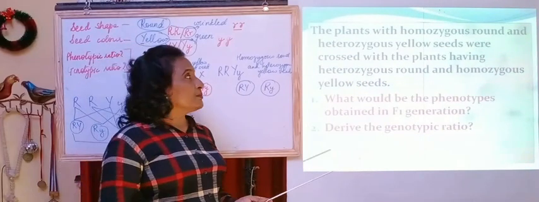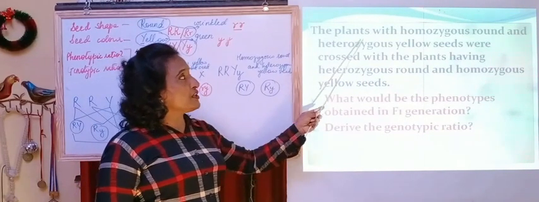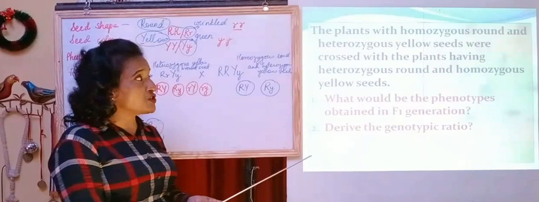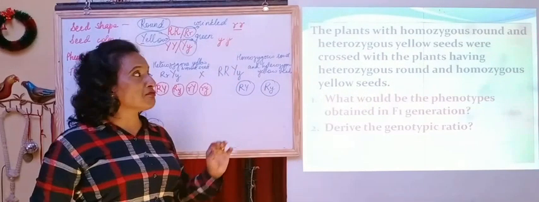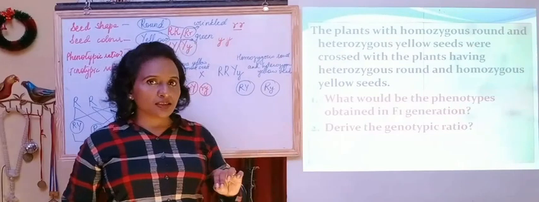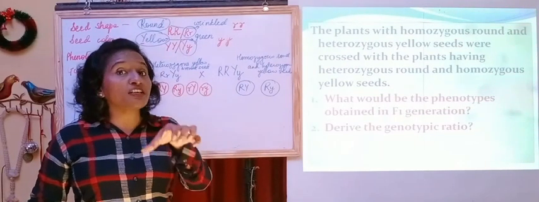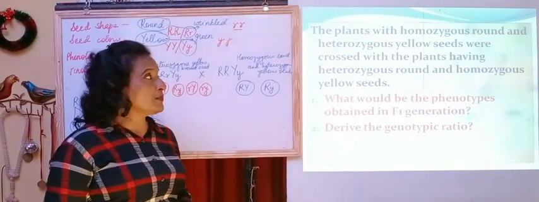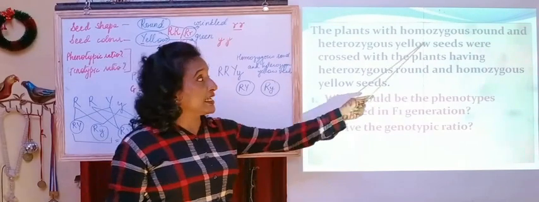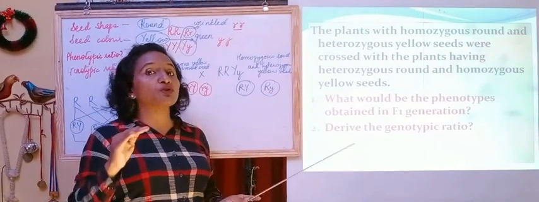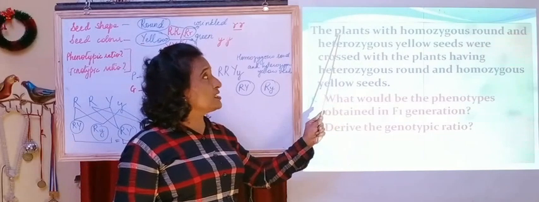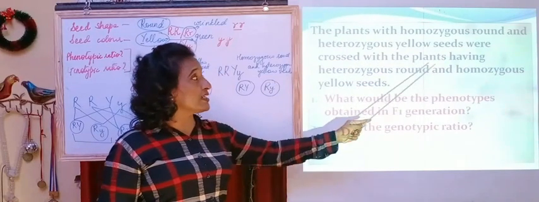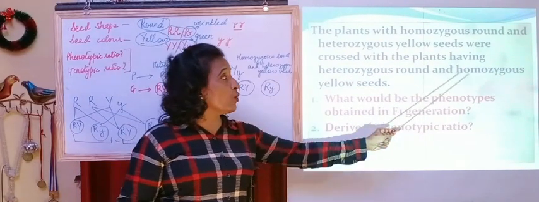The third problem says this. The plant with homozygous round and heterozygous yellow seeds. Now they are mentioning the traits too. Okay, they have not said shape or color. They have just mentioned what exactly it is, whether it is round or wrinkled, whether it is yellow or green. Okay, so there will be some problems wherein a direct question will be asked. Okay, you don't have to think much about it. So we'll see the plants with homozygous round and heterozygous yellow seeds were crossed with the plant having heterozygous round and homozygous yellow seed.